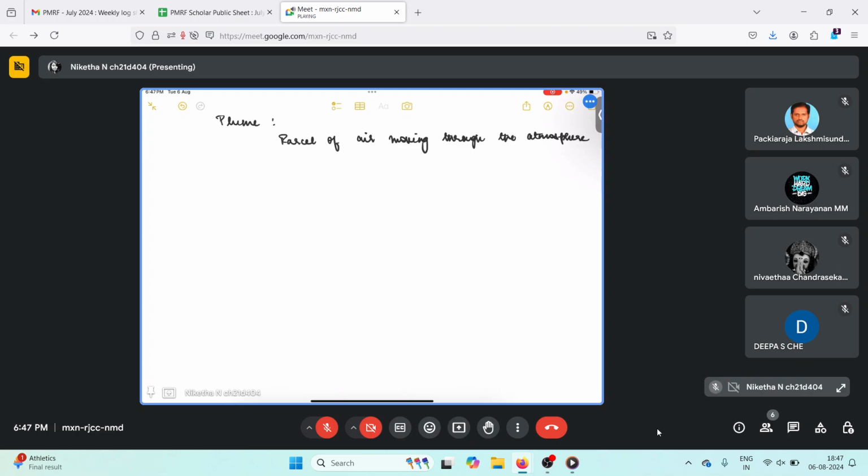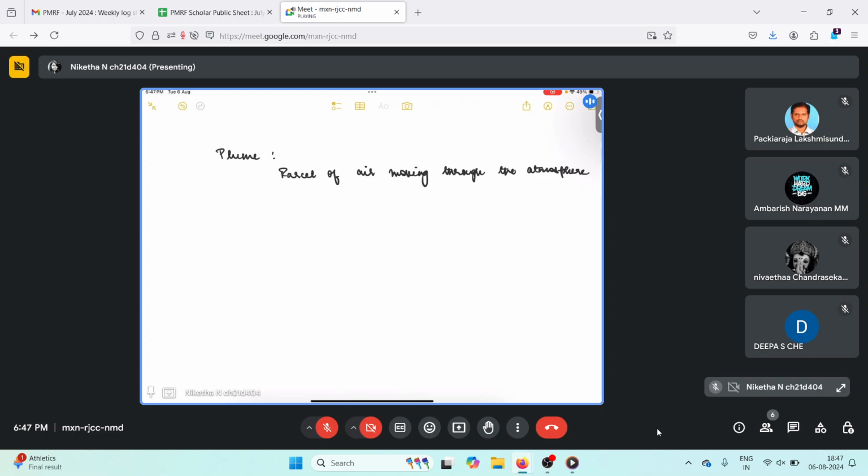And generally, this need not be strictly restricted to air. It can also be water. I mean, plume is generally referred to any fluid that is moving through another fluid. So, in the context of air pollution, it could mean a parcel of air which is moving through the atmosphere. And the movement can be of three types.